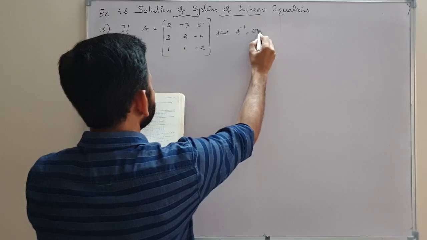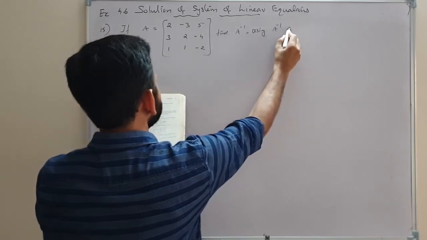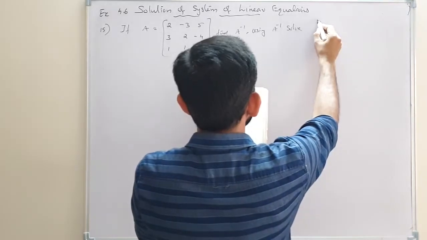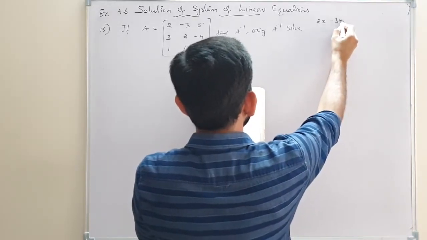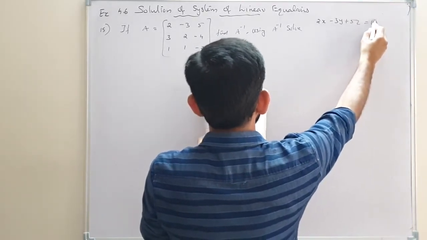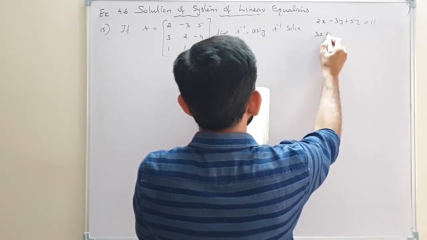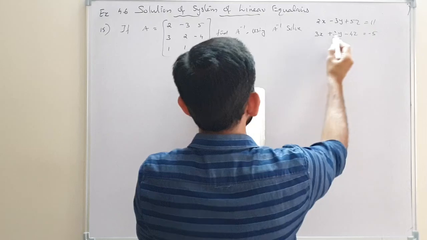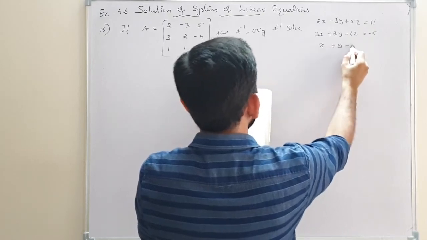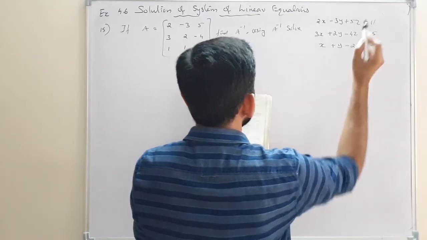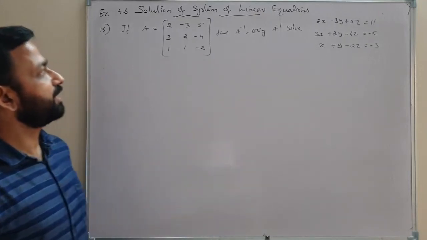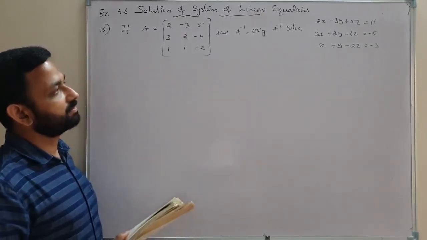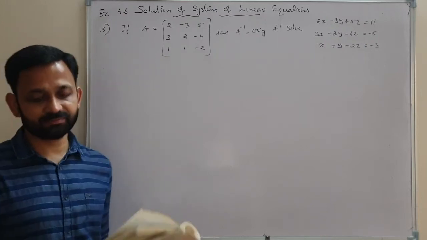Then using A inverse, solve. We have three equations. 2x minus 3y plus 5z equal to 11. 3x plus 2y minus 4z equal to minus 5. x plus y minus 2z equal to minus 3. So here we need to find A inverse. Then using A inverse, solve the system of linear equations.